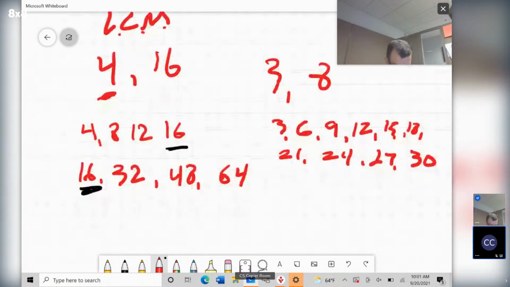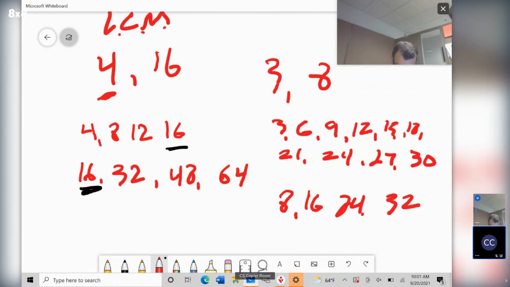And then we do the same thing for 8. We're just going to keep adding 8 until we find a number that both these have in common. So if we do 8, 16, 24, 32, I'm going to look and say, oh, I see a 24 and a 24. So 3 and 8, the least common multiple is going to be 24. So if these were in fractions, I'll show you in a second.